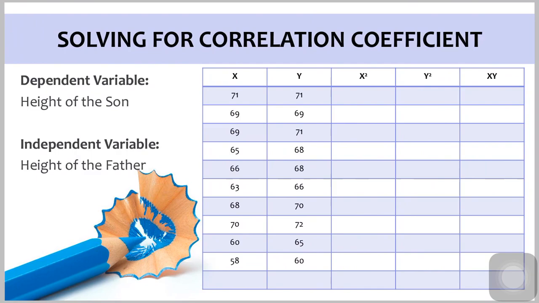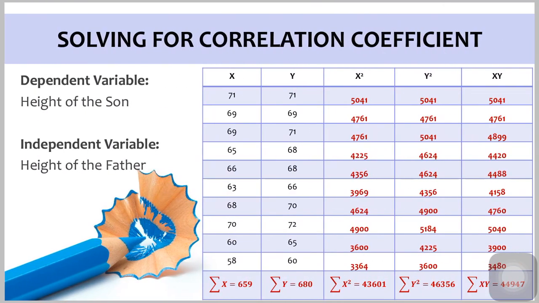Let's add 3 more columns, x squared, y squared, and xy. Then we add all the entries in each column. You'll get these values. You can pause this video if you want to check and if you want to compute for the previous table.